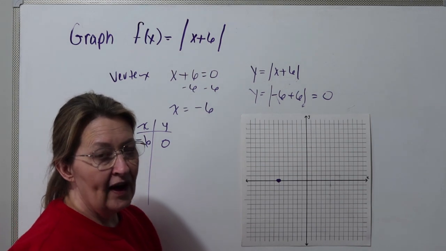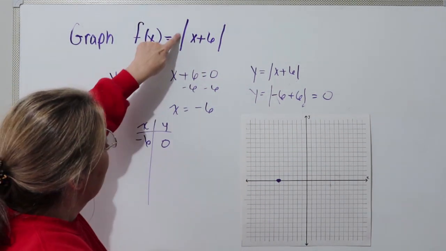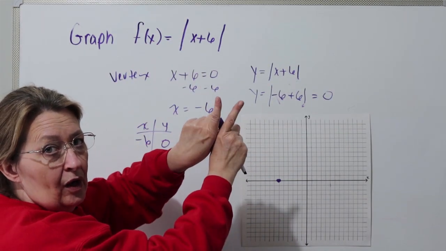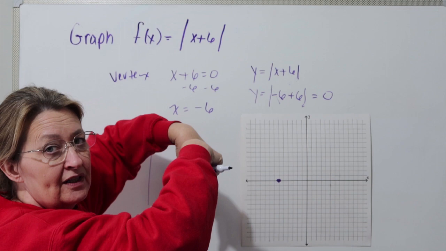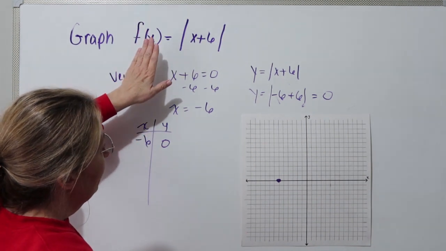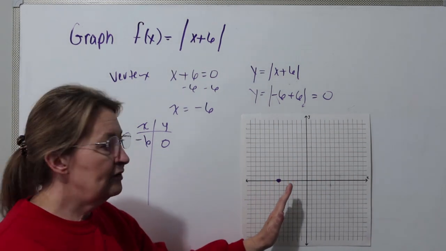Now, I need to find my two legs of my vertex. If it's positive out here, then your graph is going to go up. If it's negative out there, then it's going to go down. So that's the first thing. This one is going to go up. So let me find a couple of points on either side.